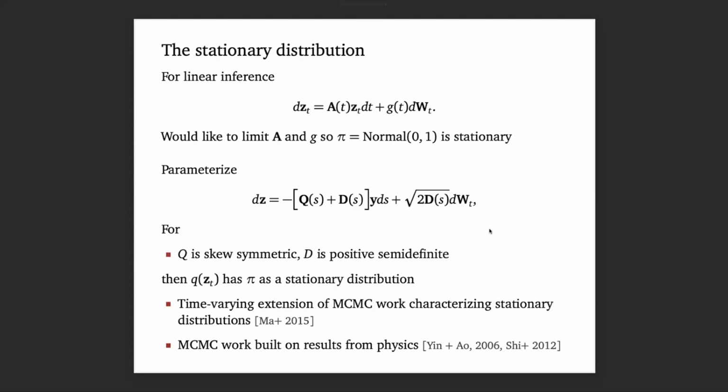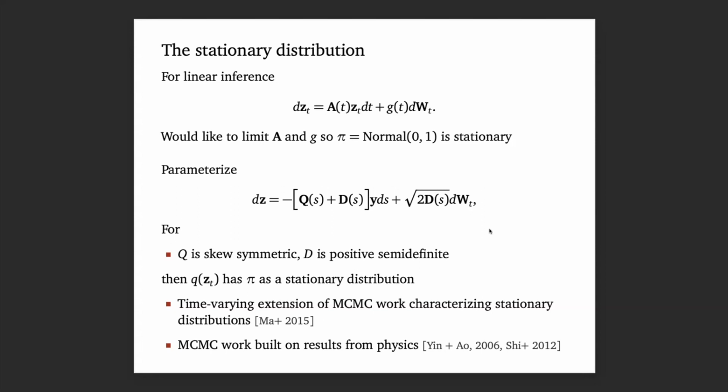For the stationary distribution, well, you know a lot about converging to a stationary distribution. Stefan is smiling. And so what you'd like is to limit A and G so that we end up having this process z_t go to something that's normal 0, 1. And there are a ton of results on this. Specifically, you can reparameterize this process in terms of a skew symmetric matrix Q and a positive semi-definite matrix D. And if you were to run this process for any choice of Q and D, then q of z_t is going to have pi as a stationary distribution.